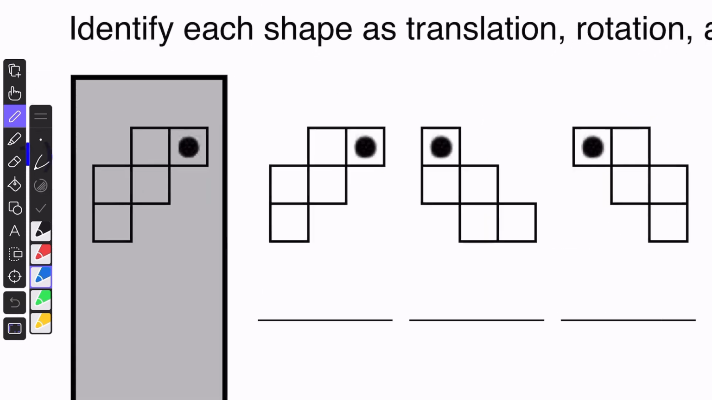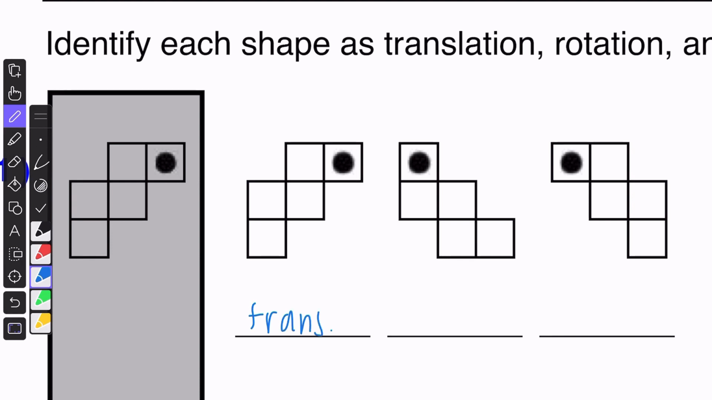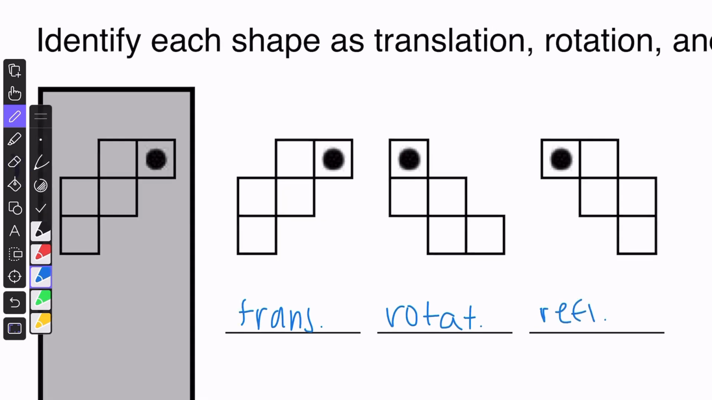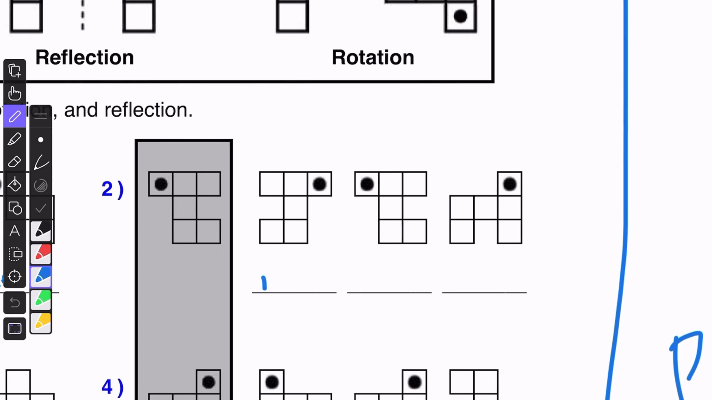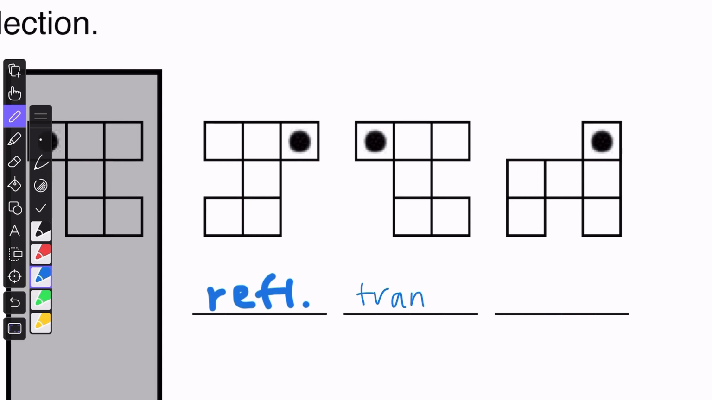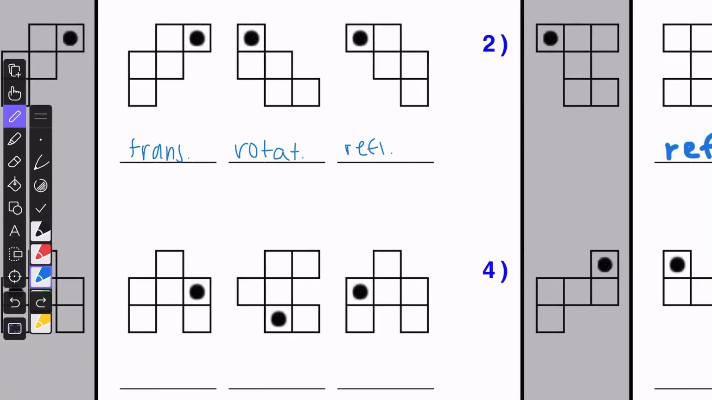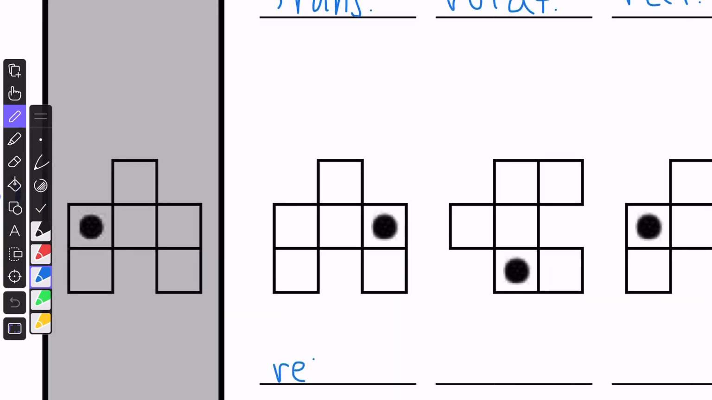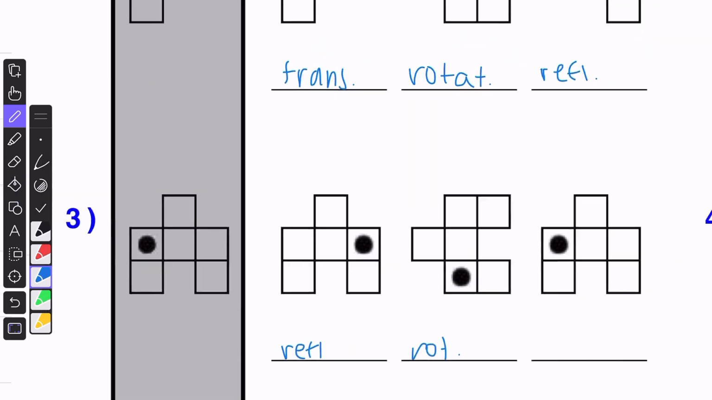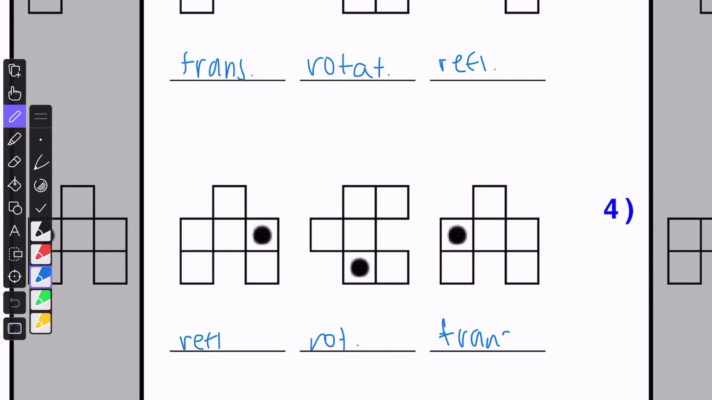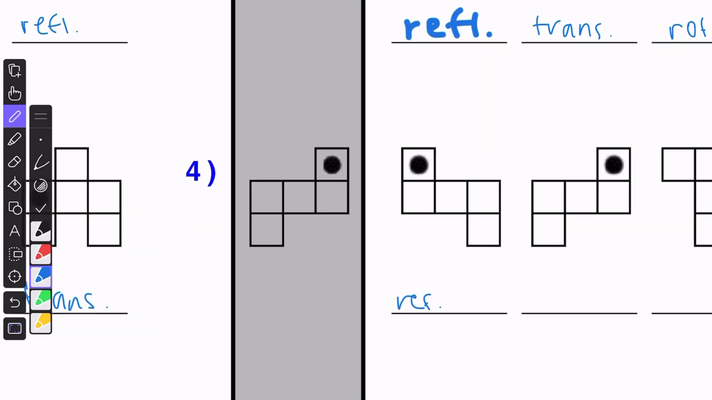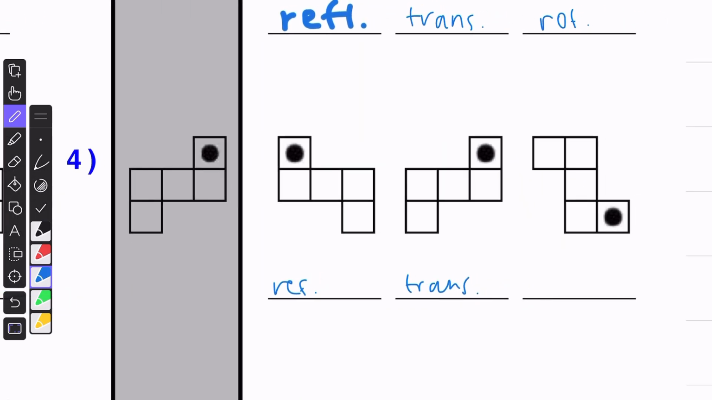Okay, I'm going to abbreviate it because my handwriting's getting bad. Here is translation. Here is rotation. And here is reflection. Here is reflection. This is translation. And finally, this is going to be rotation. This one is reflection, rotation, and then finally translation, reflection, translation, and then rotation.